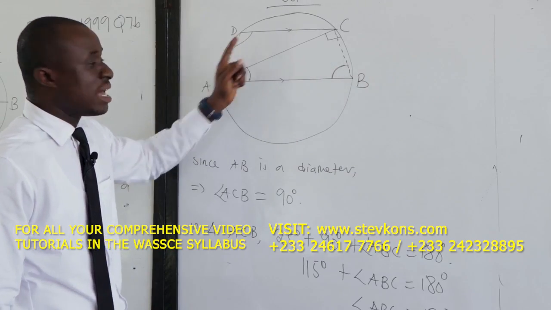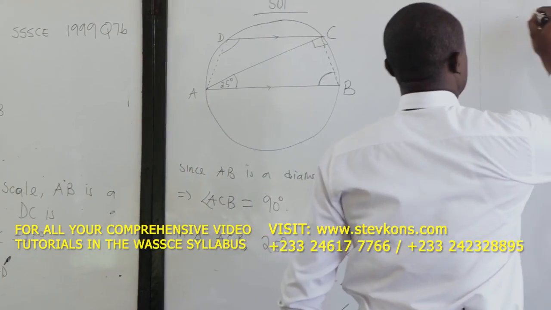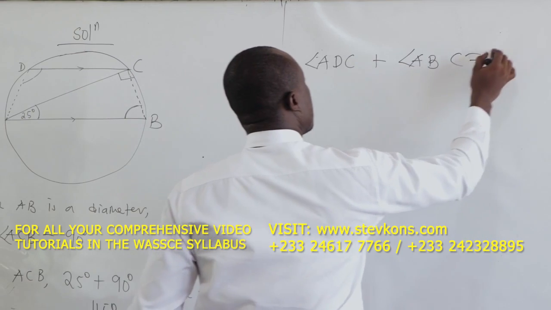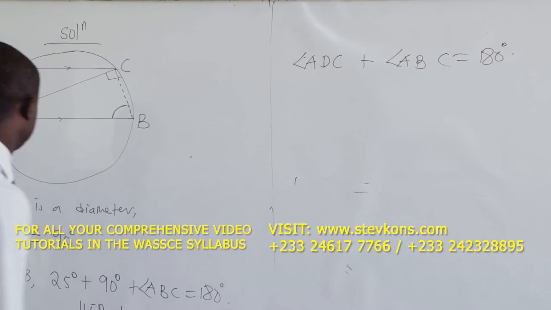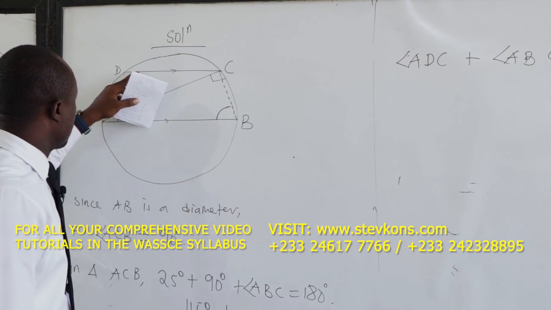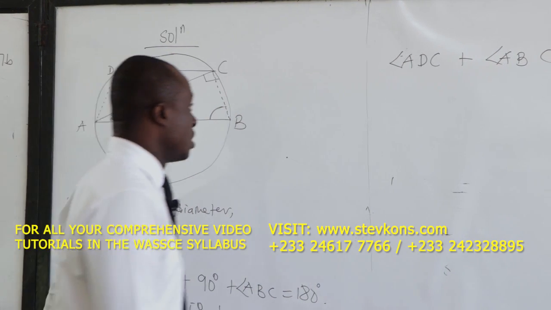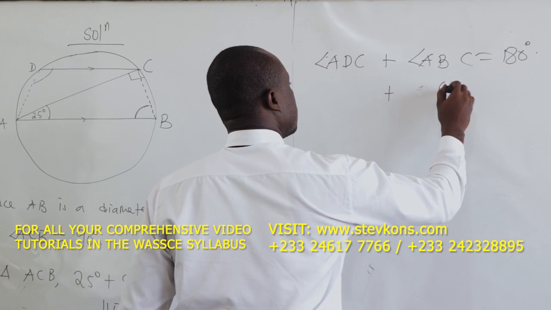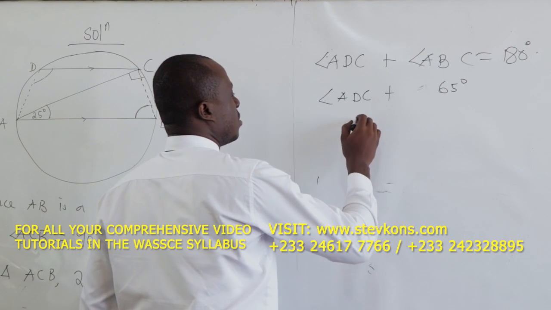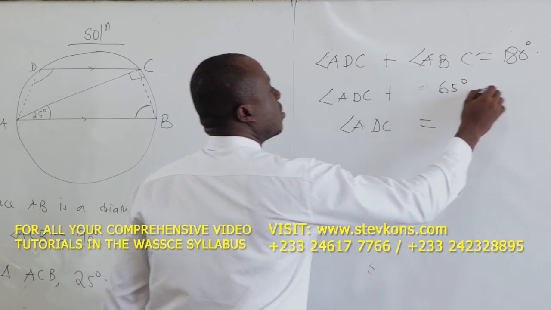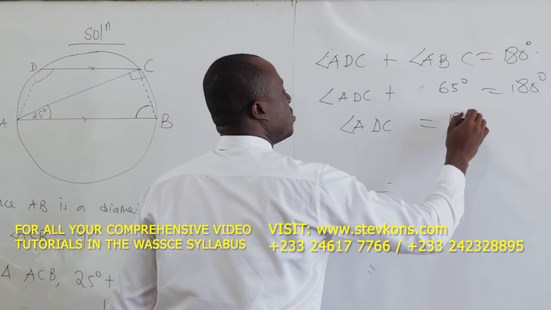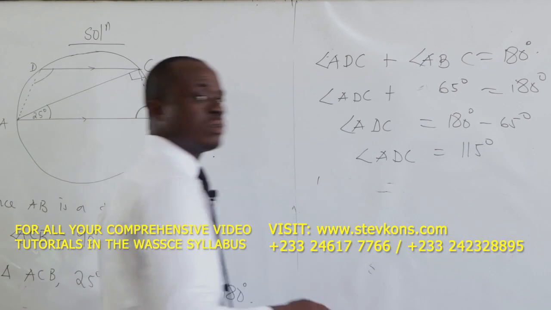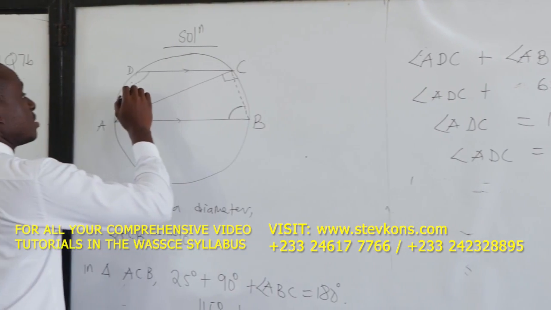Now, this angle plus that angle equal to 180. So we know that ADC plus ABC equal to 180 degrees. AC is a chord, so the angle here at the circumference plus the angle here at the circumference should be equal to 180 degrees. Now, I know that ABC is 65 degrees. So ADC is 180 degrees minus 65 degrees, and this is 115 degrees. So that's the first one.